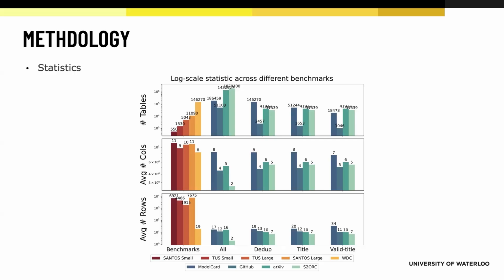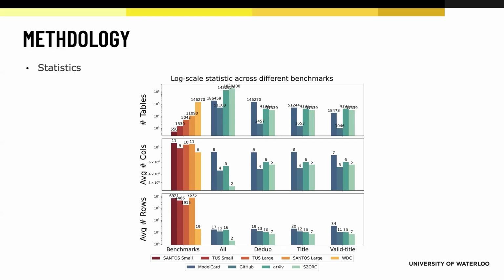So this case will also introduce some duplication. Next we take a deduplication step, and then in order to build up the ground truth for evaluation, we need some titles. So we do a filtering of those tables with titles. And finally, as we want to build valid ground truths from Semantic Scholar's references and citations, we need the tables with valid titles.